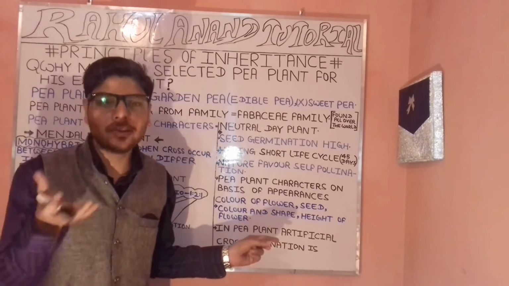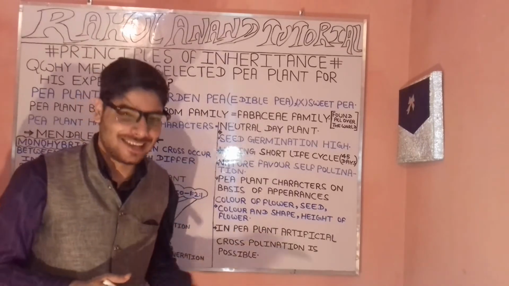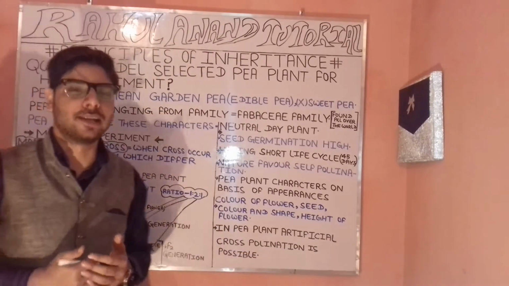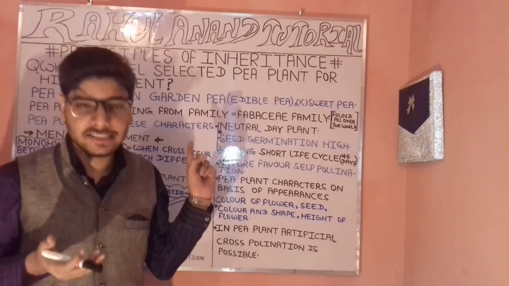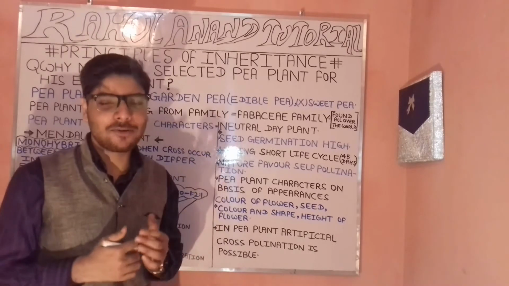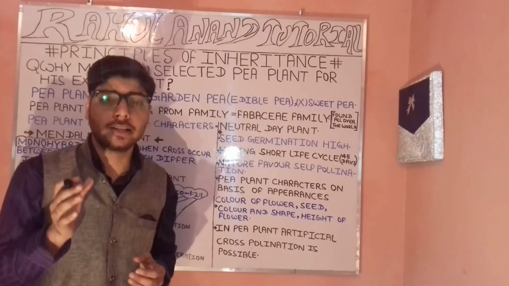So the natural will not be employed; instead, artificial cross pollination will be employed. Artificial cross pollination is possible in the pea plant. Now, when we talk about the different experiments done by Mendel, there were about 7 to 8. Actually, about 7 experiments were done by Mendel.